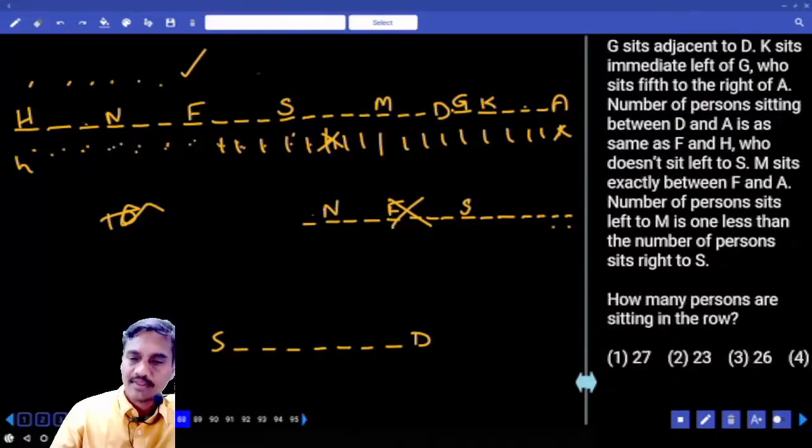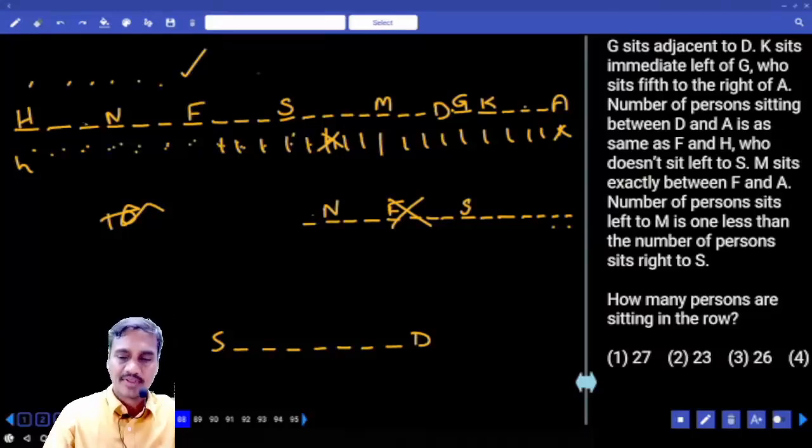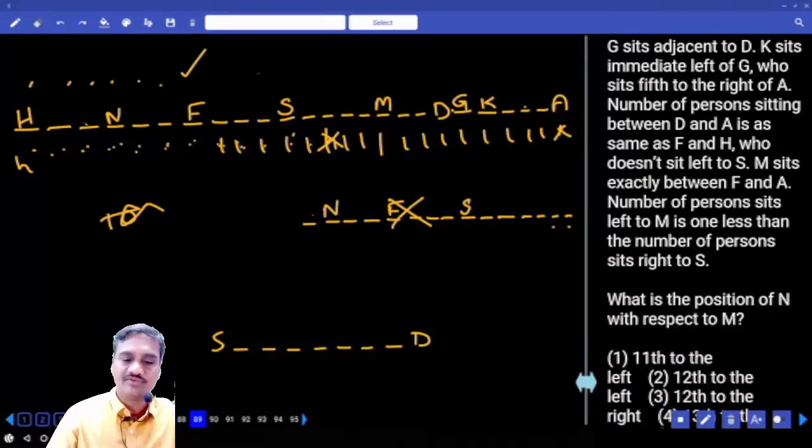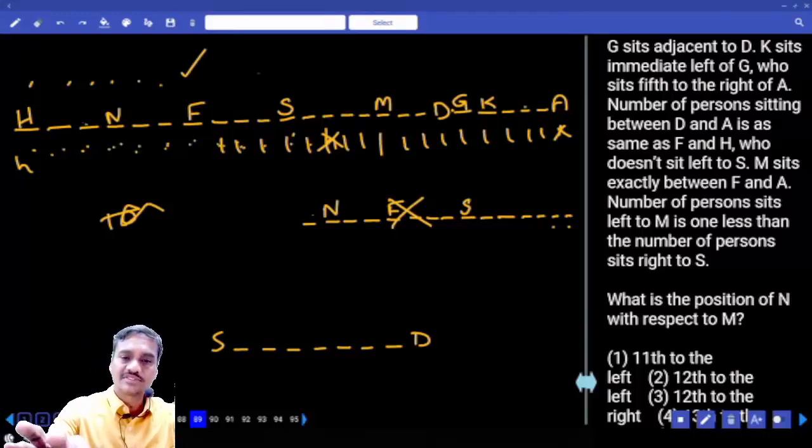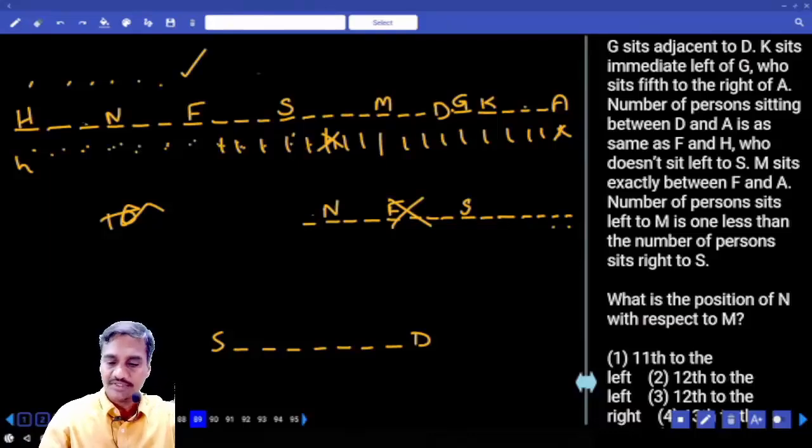Question number 88. Total, how many persons are sitting in the row? Total 25 persons were there, choice 4. And 89, what is the position of N with respect to M? N with respect to M: 3, 4, 5, 6, 7, 8, 9, 10, 11, 12. Now 12 to the right, that is choice 3.